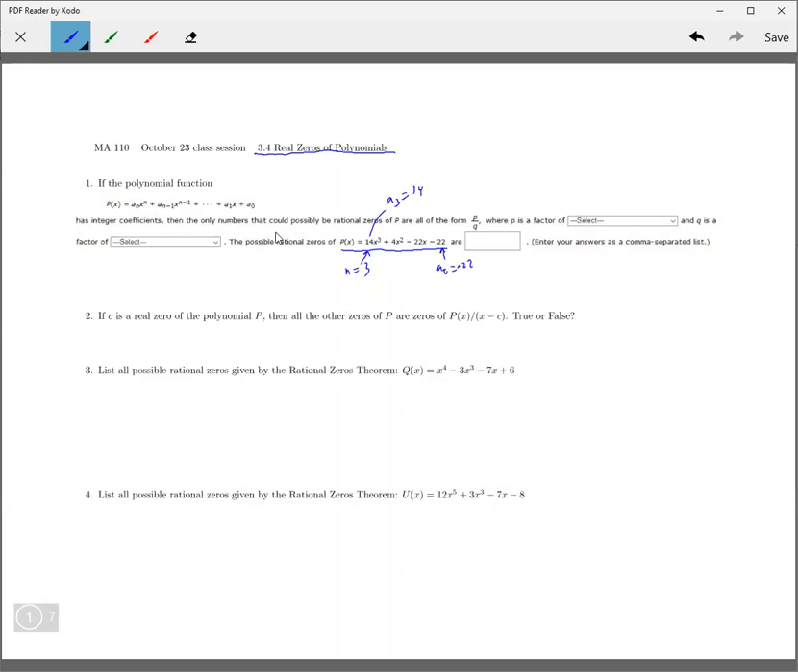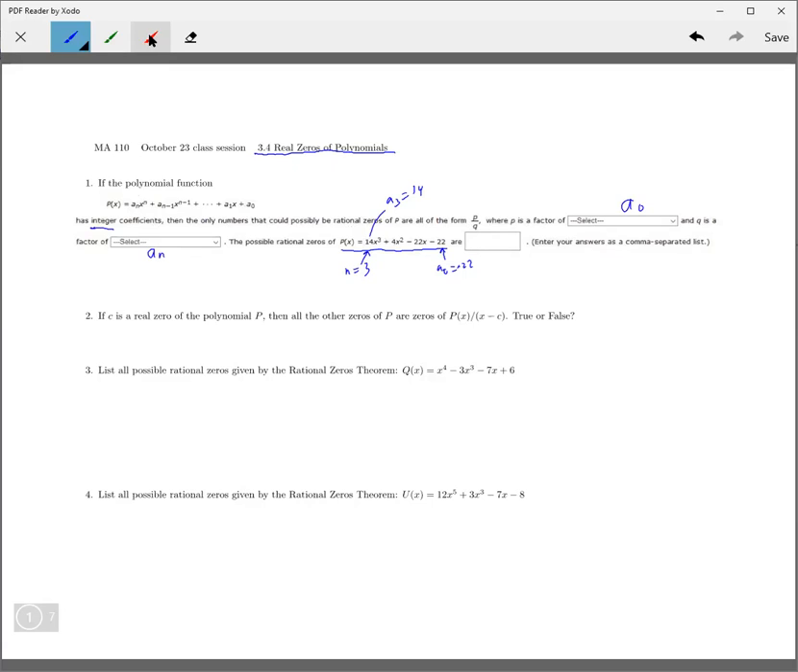Now, the rational zero theorem says that if all of these coefficients are rational numbers, or in this case integers, which they are: 14, 4, negative 22, and so on, then the only numbers that could possibly be rational zeros of P are of the form p over q, where p is a factor of this last term, and q is a factor of the first term.